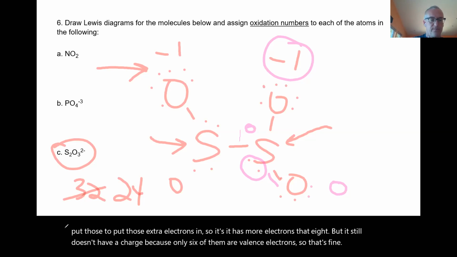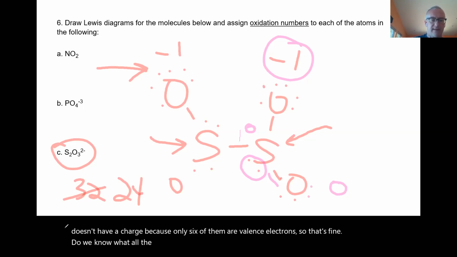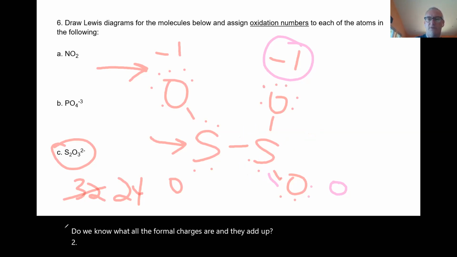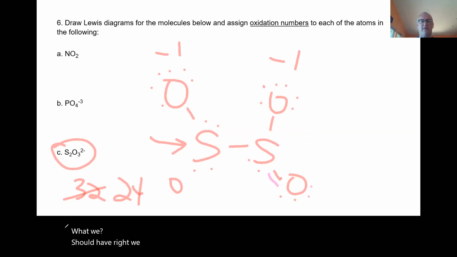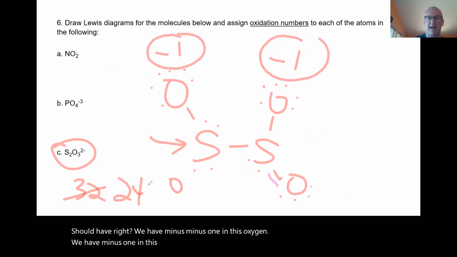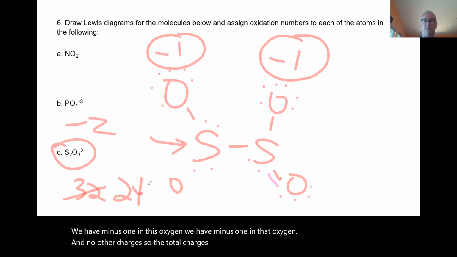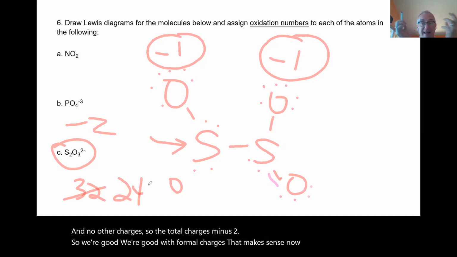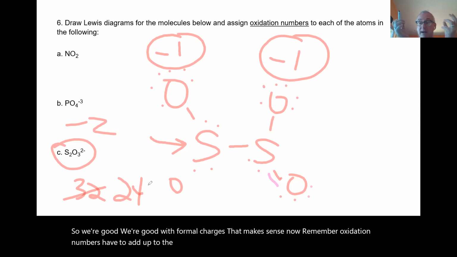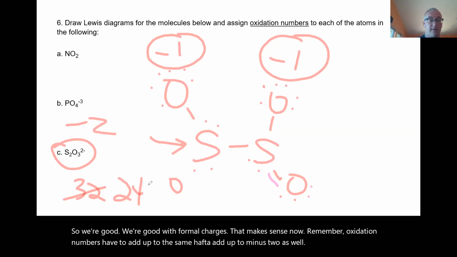So now we know what all the formal charges are, and they add up to what we should have, right? We have minus 1 on this oxygen, minus 1 on this oxygen, minus 1 on that oxygen, and no other charges. So the total charge is minus 2. So we're good with formal charges. That makes sense. Now remember, our oxidation numbers have to add up to minus 2 as well. So let's do that.